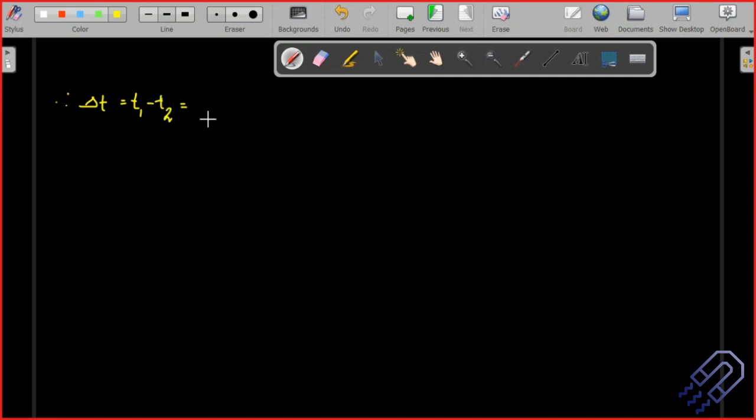Depending on how the difference is varying, we will actually get the fringe pattern. So this value would be 2L divided by c into 1 divided by 1 minus v square by c square, that's your T1, minus 1 divided by root over of 1 minus v square divided by c square.